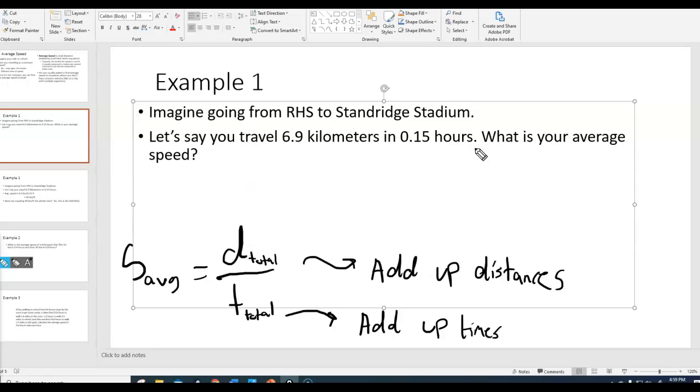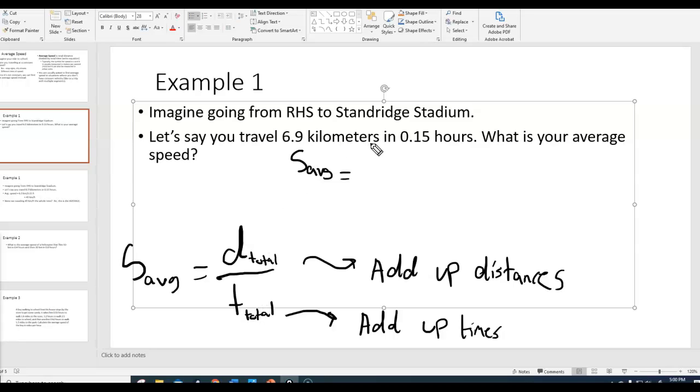Again, it says average because when you go from Ranch Street to Stanford, you don't necessarily travel at a constant velocity because you have to start and stop at red lights or stop signs, or sometimes you're driving faster, sometimes you're driving slower, but this is just asking about the average. So the average speed, S average, is equal to the total distance divided by the total time.